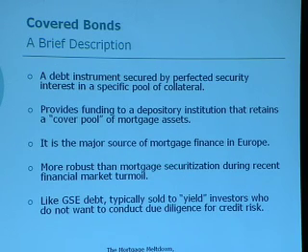So let me talk briefly about covered bonds and give you a brief description. It's a debt instrument secured by a perfected security interest in a specified pool of collateral. It provides funding to a depository institution that retains a covered pool of mortgage assets. It's the major source of mortgage finance in Europe. It's more robust than mortgage securitization during the recent financial market turmoil. And like GSE debt, it's typically sold to yield investors who do not want to conduct due diligence for credit risk. So I want to dwell on that because of some of the earlier conversations during this conference.